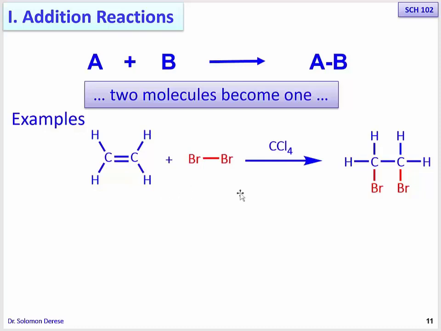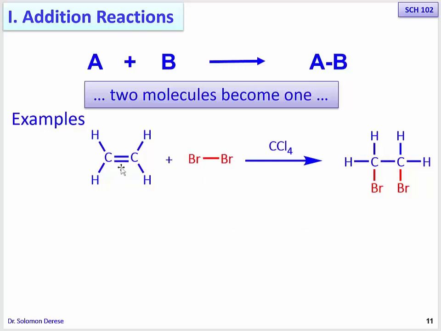So what happens during the course of an addition reaction like this is that the two bromine atoms add to the double bond carbons. One of them adds to this carbon, the other one adds to that carbon to give this addition product. If you look at this double bond, it's composed of a sigma bond and a pi bond, but in the product we're only left with a sigma bond.